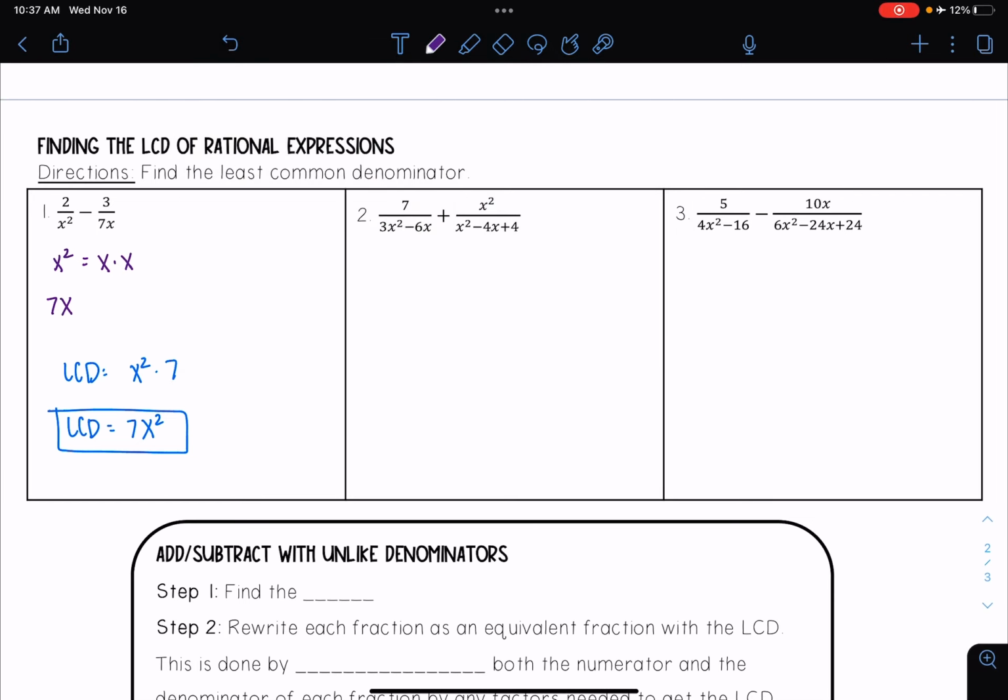Okay, let's look at this next one. So here I have 7 over 3x squared minus 6x plus x squared over x squared minus 4x plus 4. First step is I need to factor those denominators. And so when I factor this bottom one, I see a 3x is a GCF, so I can factor that out. And I'm left with x minus 2. When I factor this bottom one, I get x minus 2 times x minus 2. Well, x minus 2 times x minus 2, another way you can write that is x minus 2 squared.